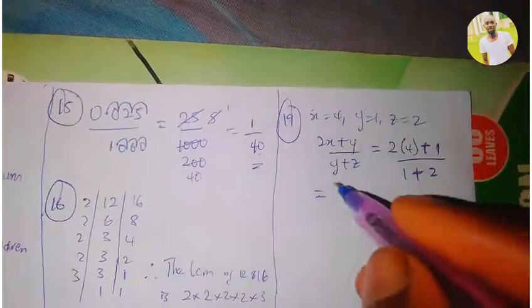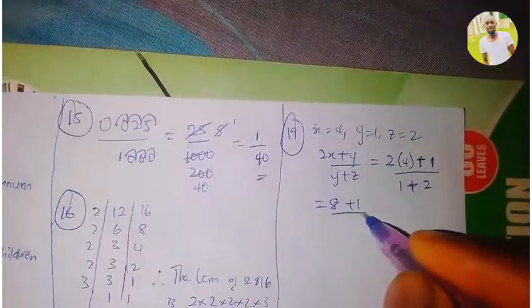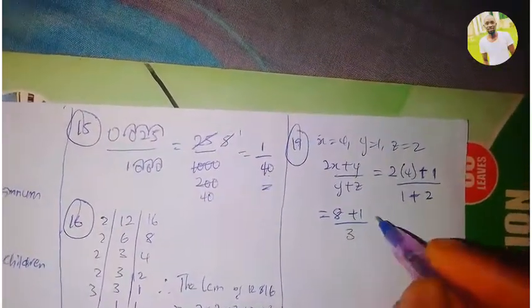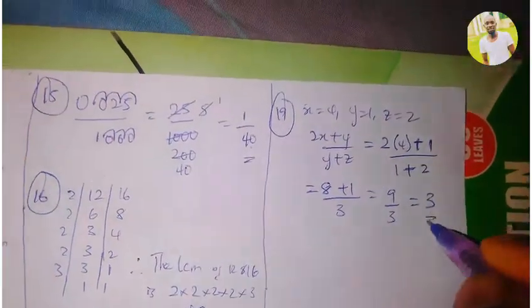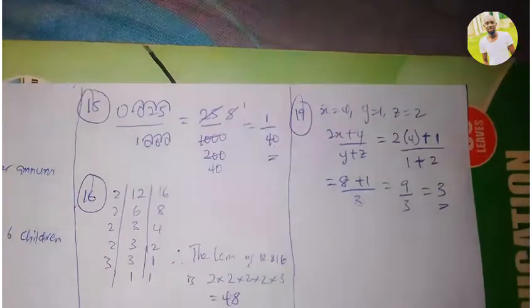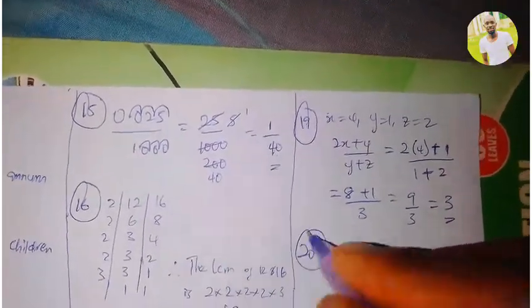2 times 4 is 8, plus 1, over 1 plus 2 is 3. 8 plus 1 is 9 over 3. 9 divided by 3 is 3. So my answer is 3.